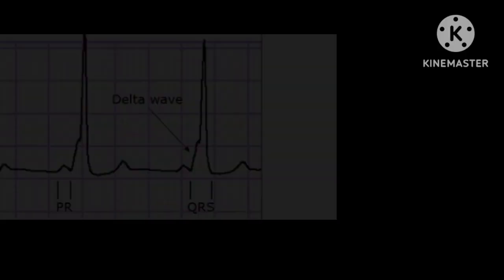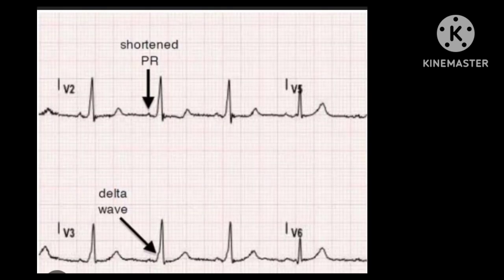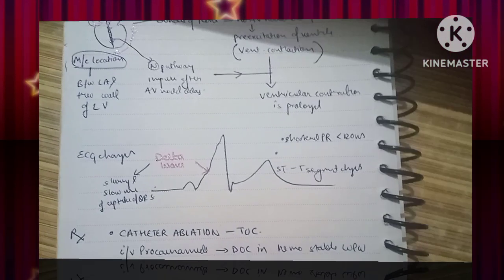We have some ECGs now. This is the first one. We see a P wave and then the QRS upstroke without any PR interval, and this upstroke is showing some notching and slowing. And this is another image showing the shortened PR interval as well as the delta wave, that is notching, seen in the V3 lead. ST-T segment changes will be seen.